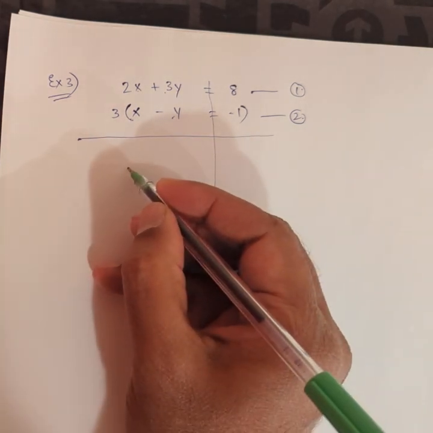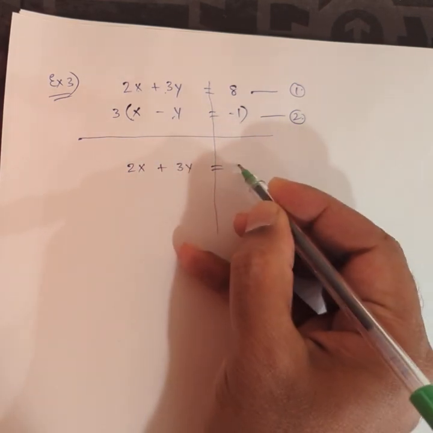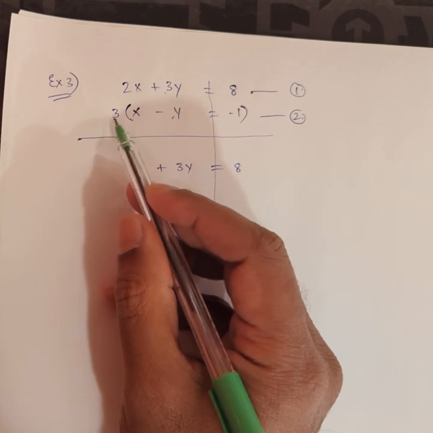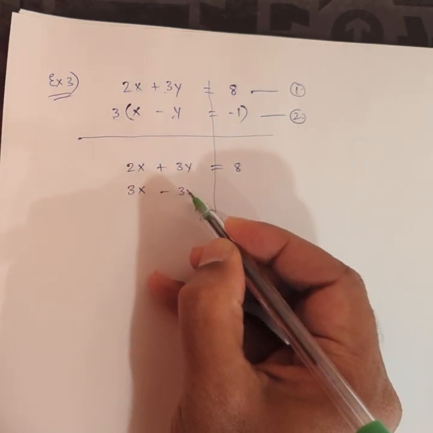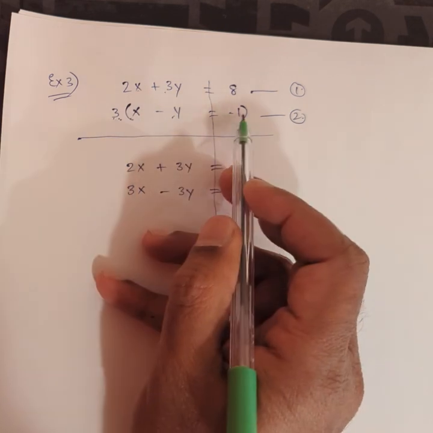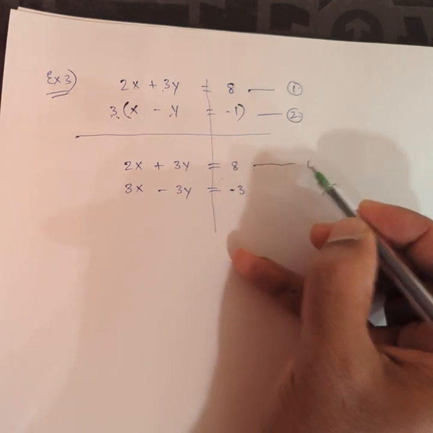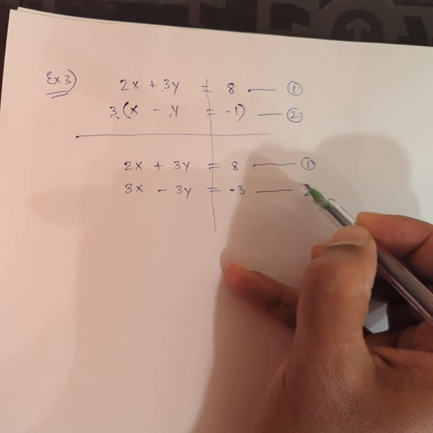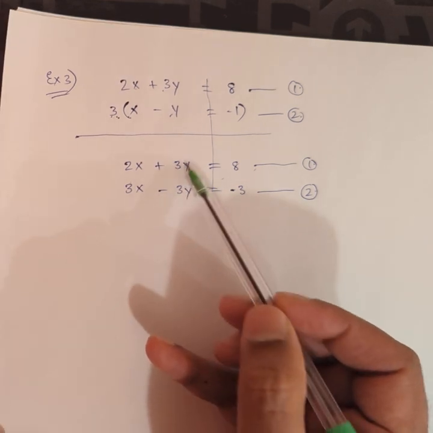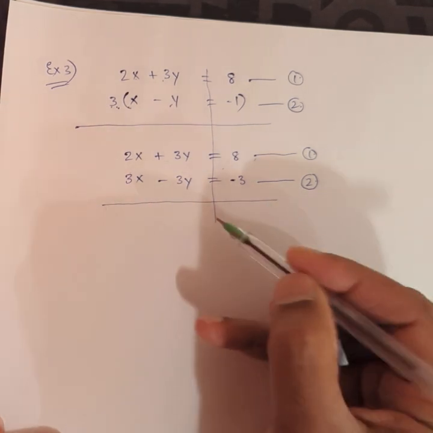So let's rewrite our equations. The first equation we did not touch: it's 2x plus 3y equals 8. Now the second equation becomes 3x minus 3y, and remember, we are multiplying the entire equation by 3, so be sure to multiply 3 with negative 1. You get negative 3. So these are your new equations. Equation 1 is the same as the old one, but we complicated equation 2 a little bit because we wanted plus 3y and minus 3y, so we can carry out the addition.